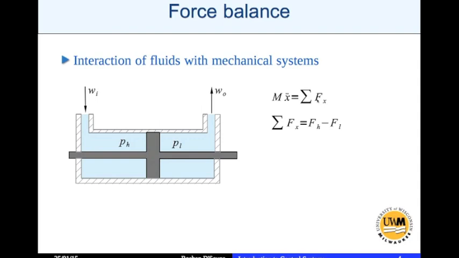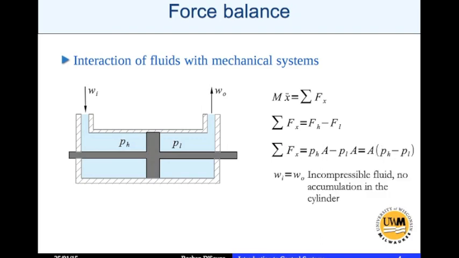Now the sum of all forces in the x direction can be written as the force on the high pressure side minus the force on the low pressure side. And we know that force is given by pressure times area, where area is the cross-section area of the piston. Similarly on the low pressure side. So the sum of all forces in the x direction is nothing but A times PH minus PL. Now Wi, the mass inflow rate, is equal to the mass outflow rate because the fluid is incompressible, so there's no accumulation of mass in the cylinder. Whatever comes in must go out.